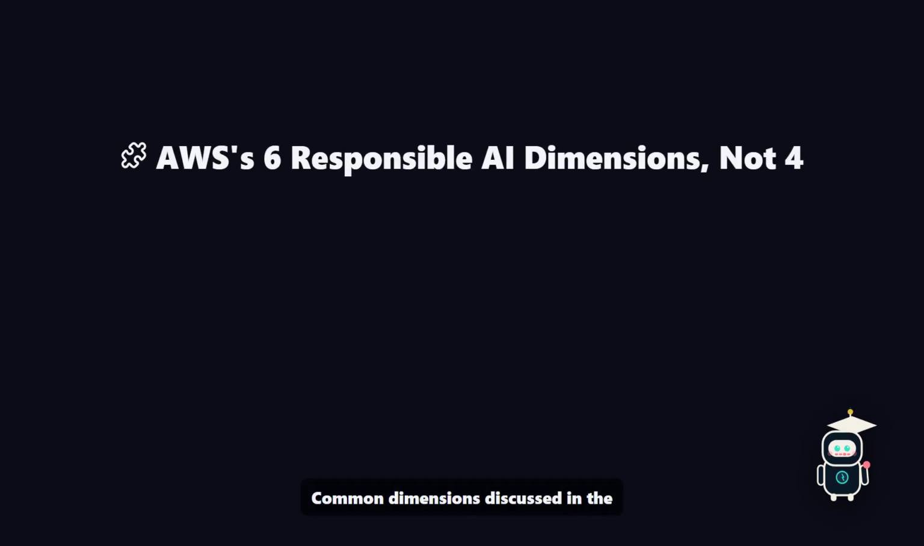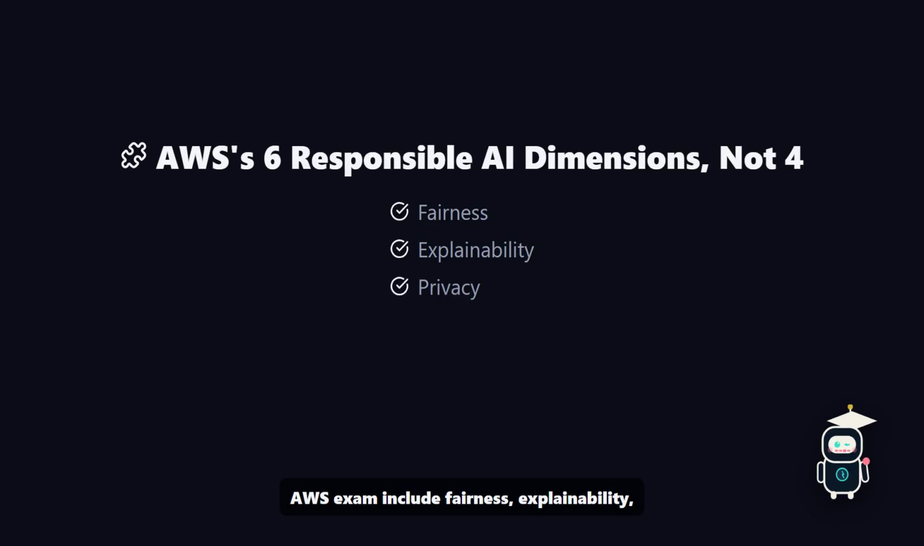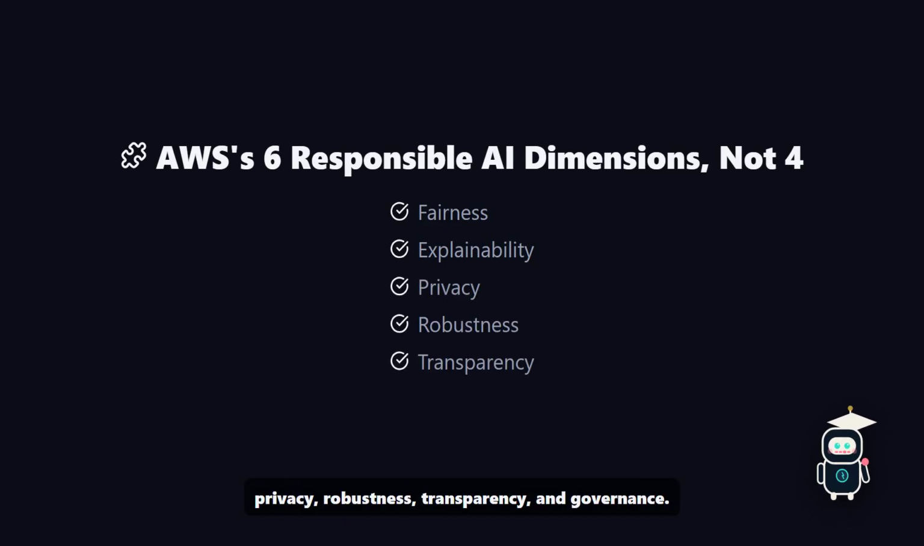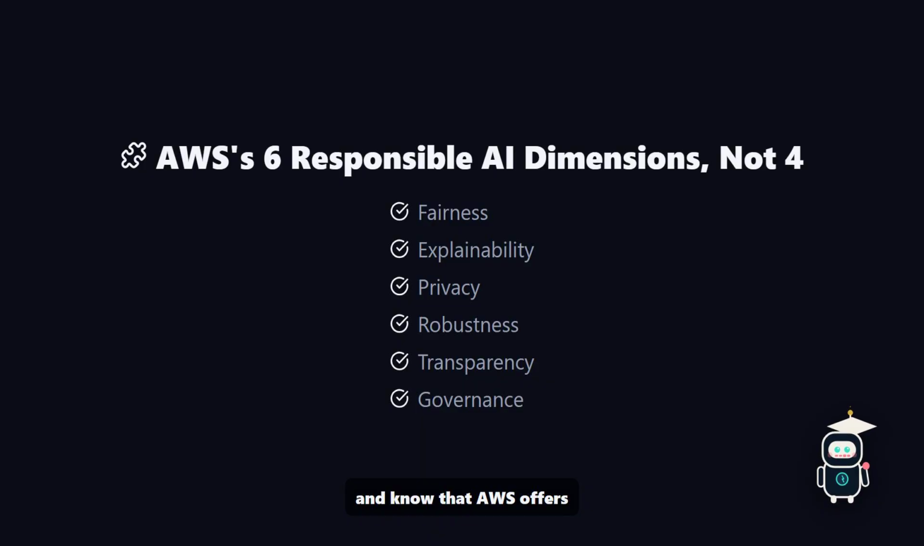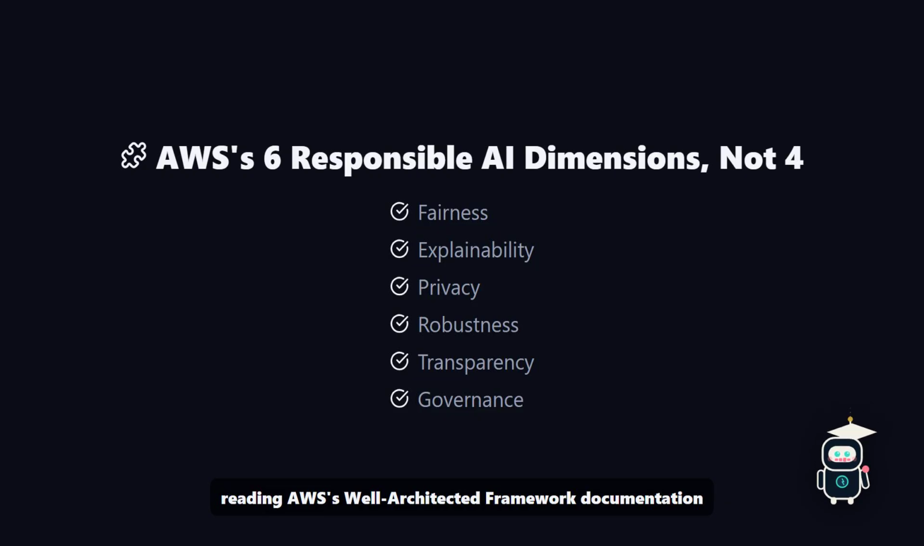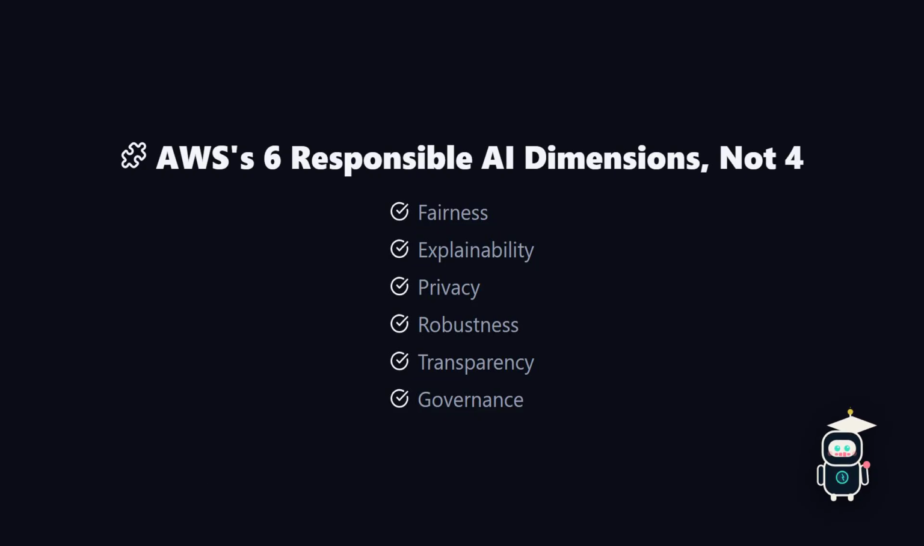Common dimensions discussed in the AWS exam include fairness, explainability, privacy, robustness, transparency, and governance. Understand what each dimension means and know that AWS offers tools that can help. Always check the latest documentation for official service-to-dimension mapping. Start by reading AWS's well-architected framework documentation on responsible AI.